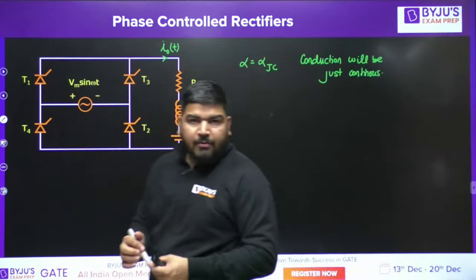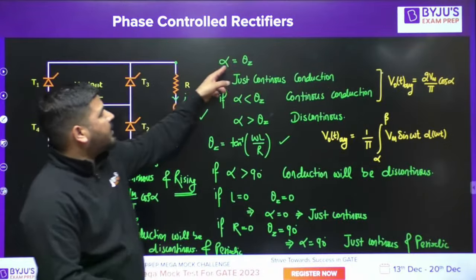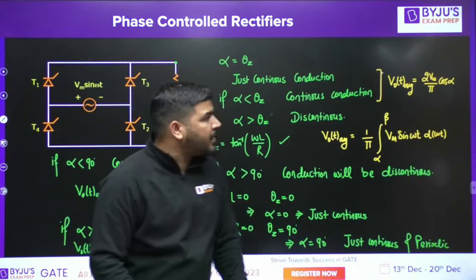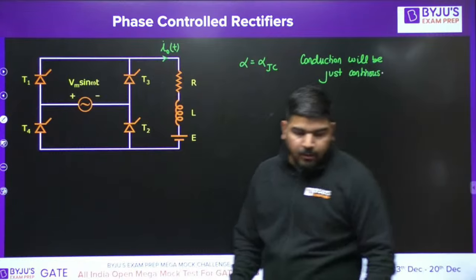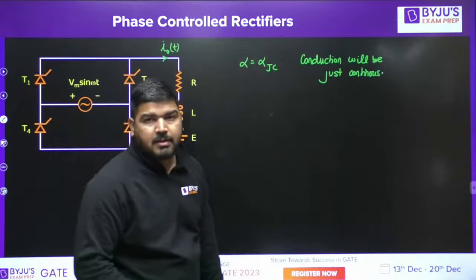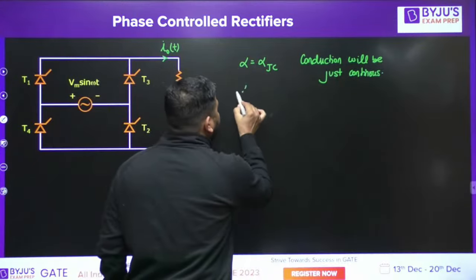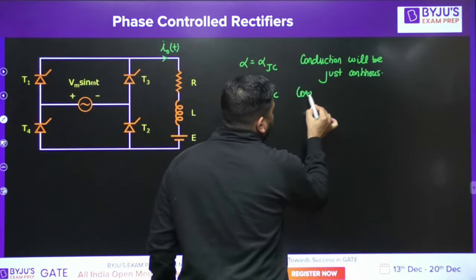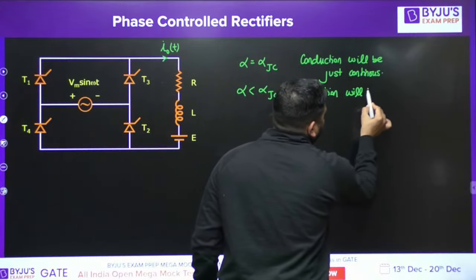Now it is not theta Z this time, because in the previous case, if alpha equals theta Z, the conduction will be just continuous. But now in this case, alpha JC will be less than theta Z. We have to calculate that alpha JC. I'll tell you how. So for alpha equal to alpha JC, conduction will be just continuous. If alpha is less than alpha JC, conduction will be continuous.